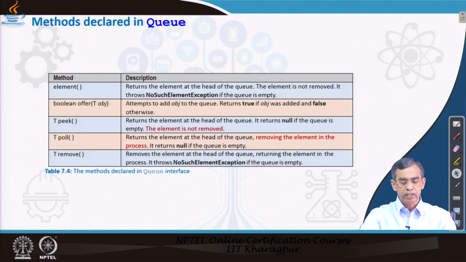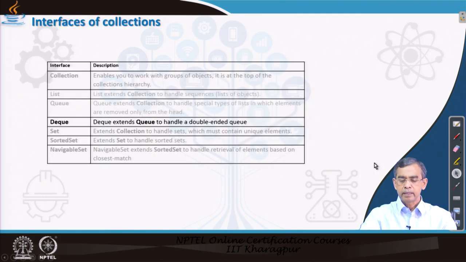So, these are the methods defined in the interface Queue, and Deque is another one. It is like a queue; the difference is that it is double ended. Insertion and deletion, unlike a queue, can be done at either end. For example, in a queue, deletion is possible from one end and insertion at the other end, but here you can do it at any end. Both ends, that is why it is called the double ended queue.